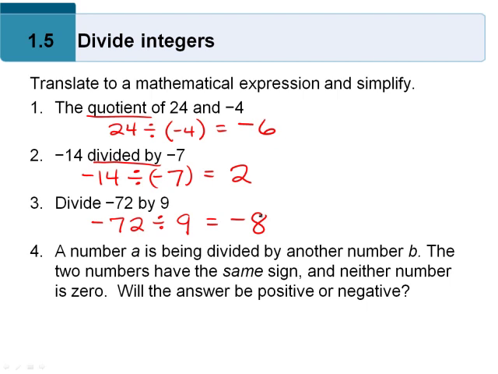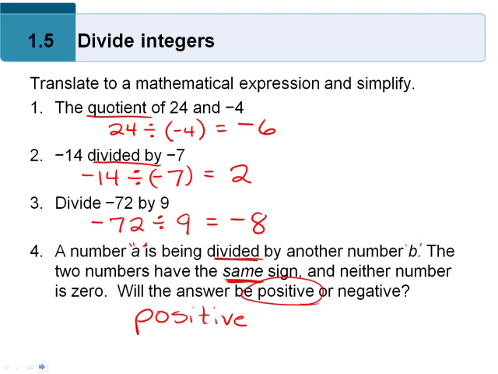All right? Now, look at number 4. You really have to be careful and read this carefully. A number A, okay, so that's our number, is being divided by another number B, okay? The two numbers have the same sign and neither number is 0. Will the answer be positive or negative? All right, so here's the key to this whole problem. They're being divided and they both have the same sign. So when you divide with the same sign, you always get a positive answer. So the answer there is it will be positive.